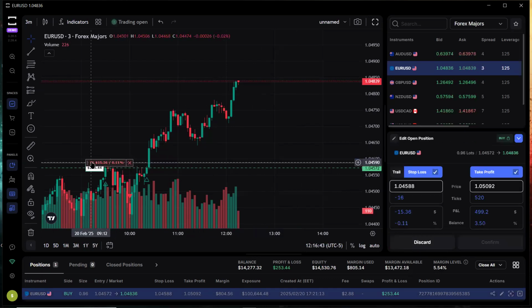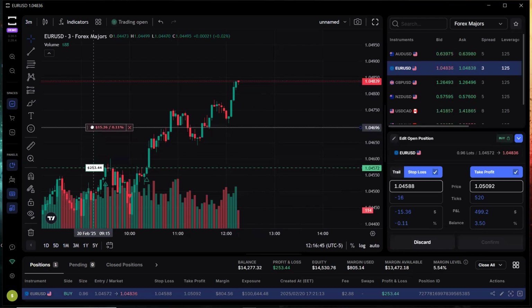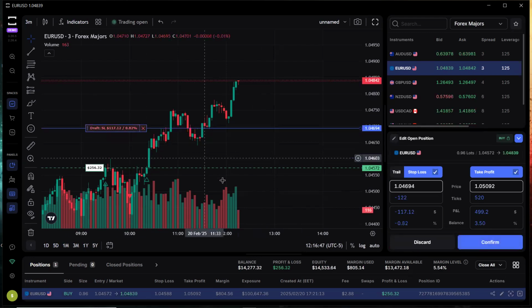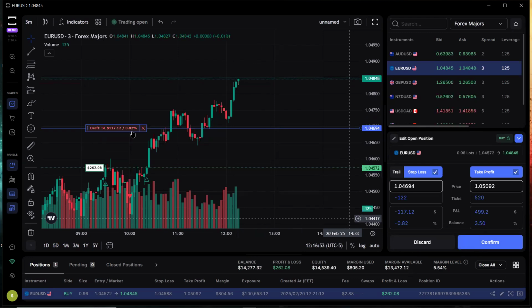After all has been said and done, the setup is complete. So here I'm just trailing my price because I feel like my price has got the potential to keep pushing up. So I'm just going to run with it. So you can see the running trade, prop account, and we're just going to trail our profits as usual.